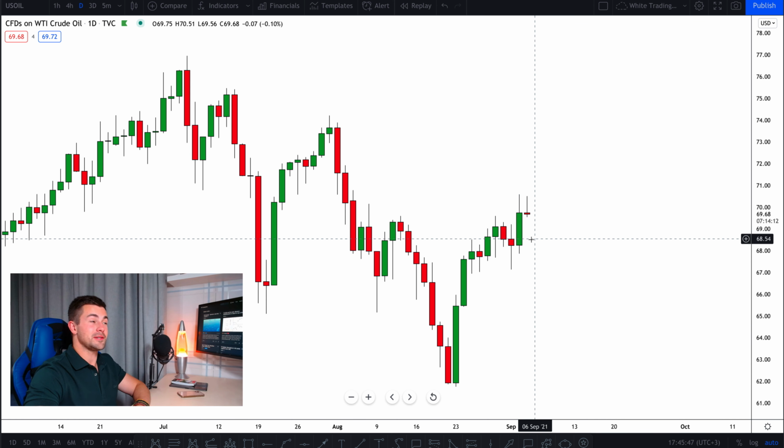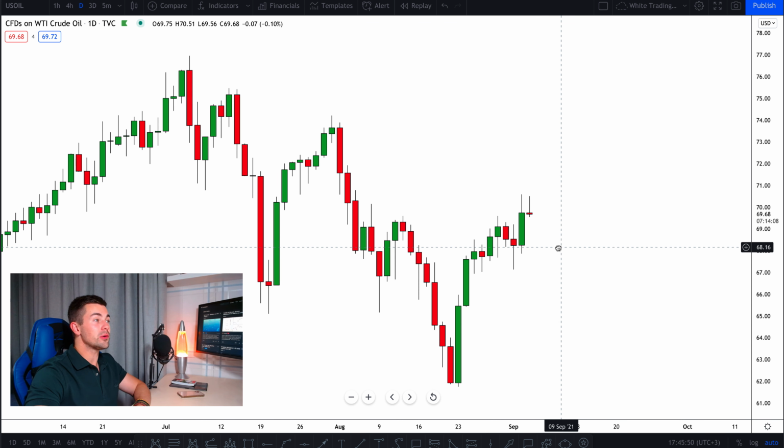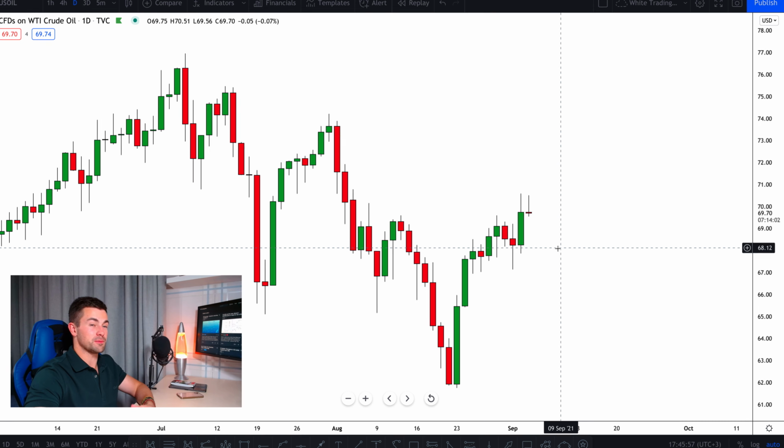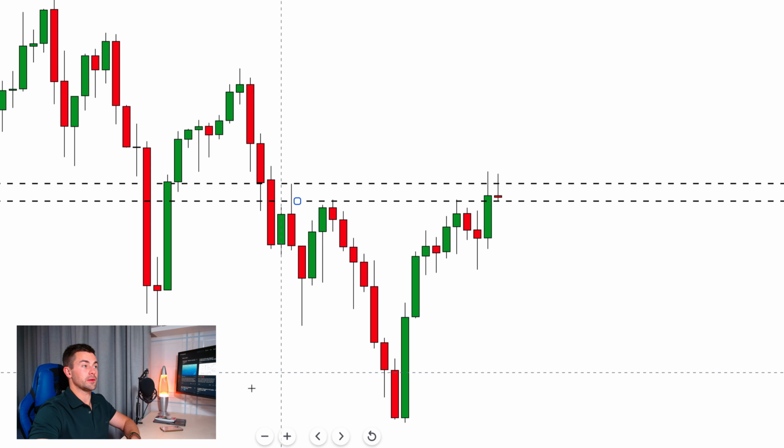But at the same time, does it mean that the market is bullish right now? Let's look at the structure, let's analyze the market together, and let's try to get what to expect from oil from a current perspective. And the first thing for us to note is that our horizontal structure resistance right here is based on the zone, on the area.